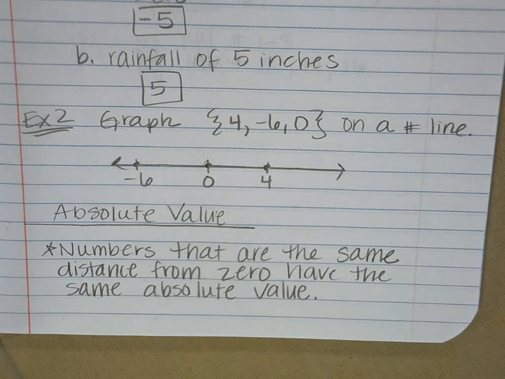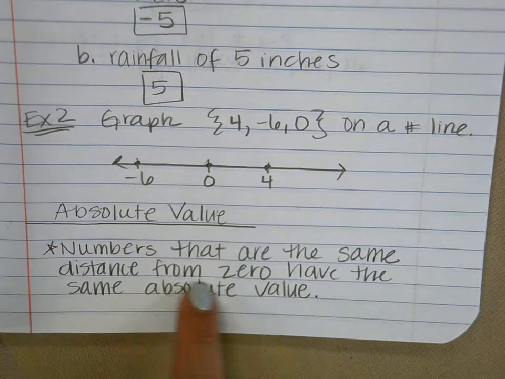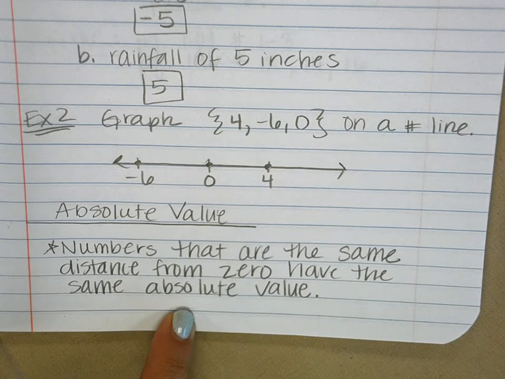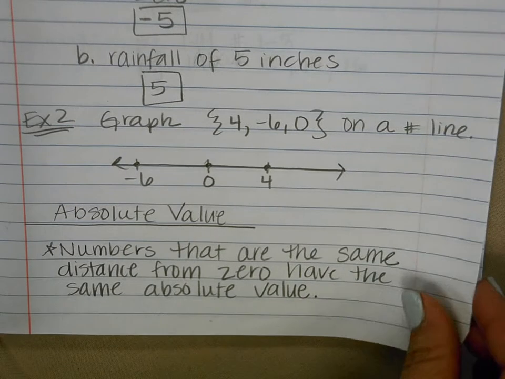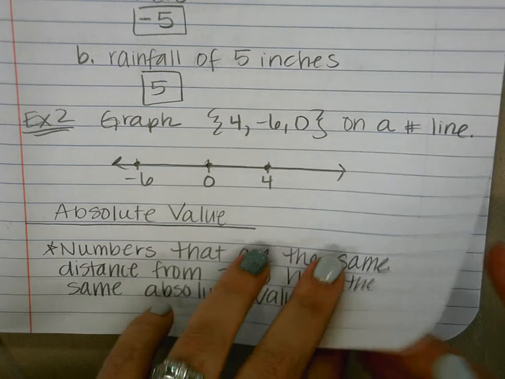In the first example we had temperature -5 and then we had rainfall of 5. Are they the same distance away from 0? -5 and 5? Yeah, it's 5, right? So that's how we measure distance. Absolute value is distance, because we never say, oh, we're -5 miles away from home. It's always a positive value. So distance will be measured in a positive number, and we use absolute value to measure distance. We'll be practicing with that. Numbers that are the same distance from 0 have the same absolute value, just like -5 and 5.